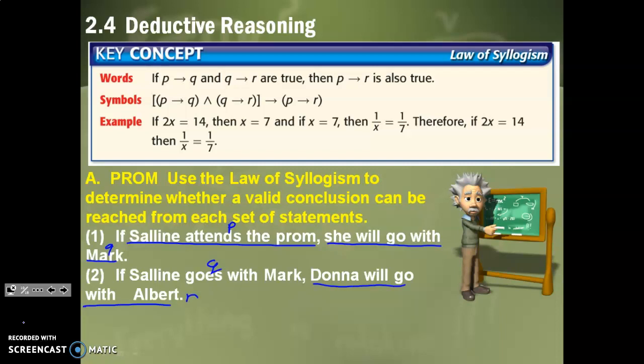So if P implies Q and Q implies R, well, if P happens, then we know R is going to happen. So our conclusion would be if Selena attends prom, then Donna will go with Albert. So P implies R.